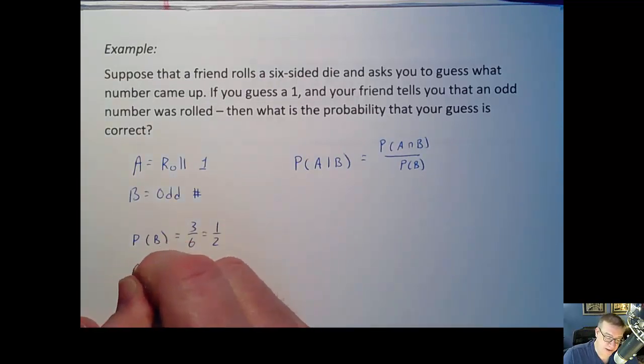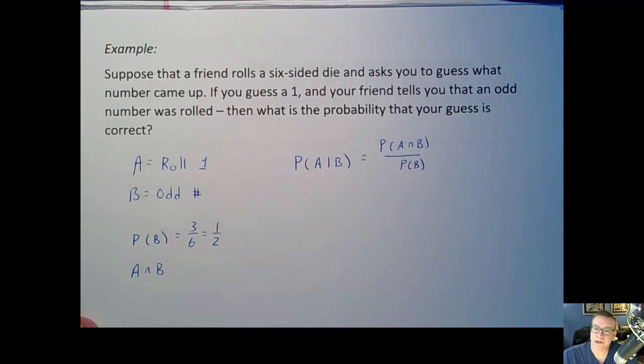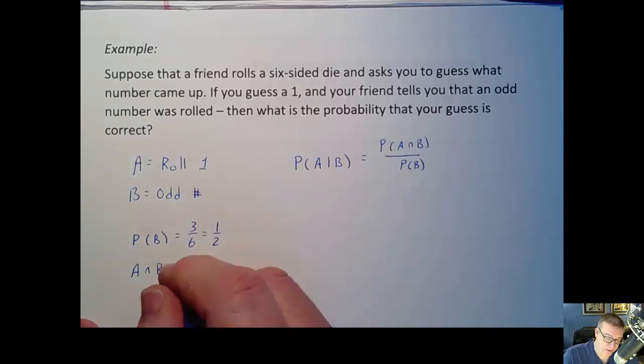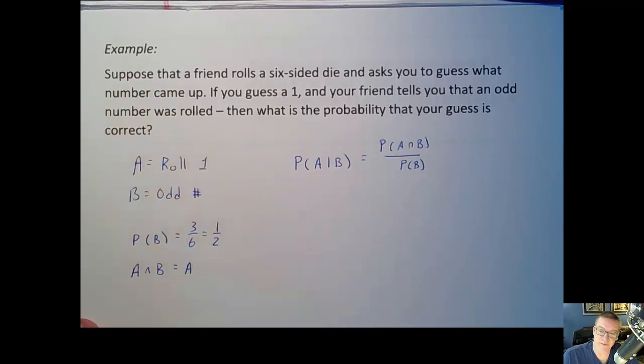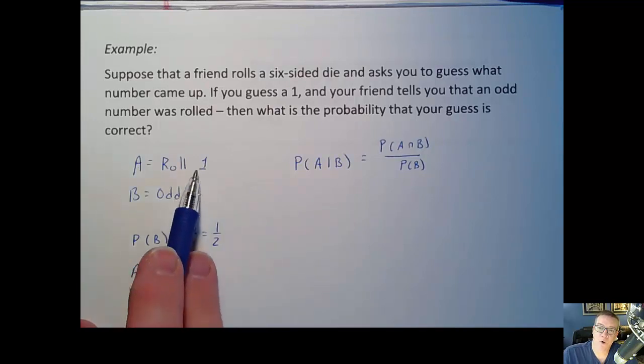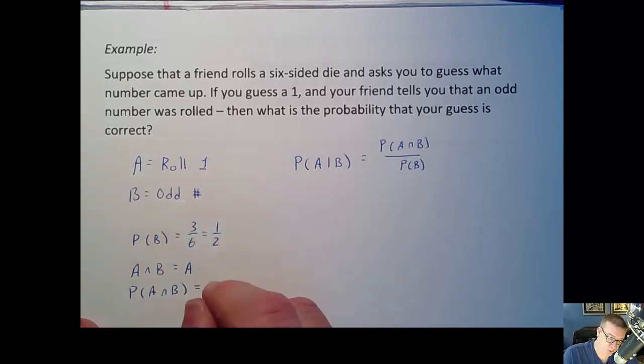Now let's think about the event A intersect B here. This would be the event that we roll a 1 and that we roll an odd number. Well, it just so happens that 1 is an odd number, and so this really is just the same as event A. So the probability of A intersect B is just going to be the same as the probability of A, which is getting a 1 when we have 6 possible choices for what we could roll, which is 1/6.